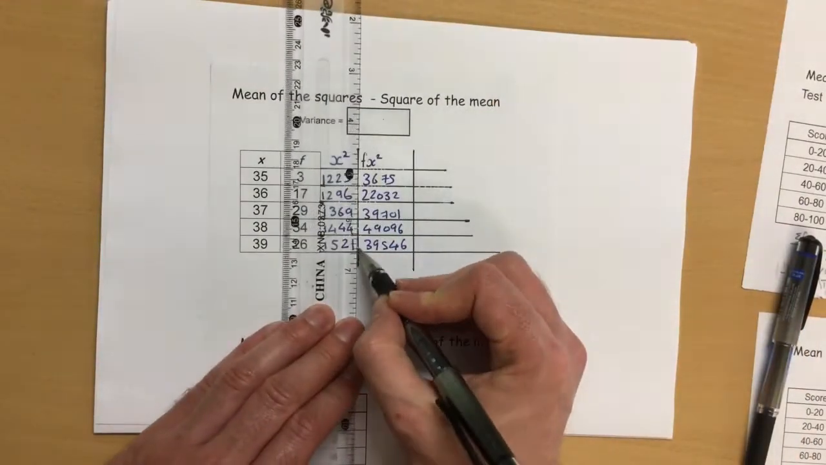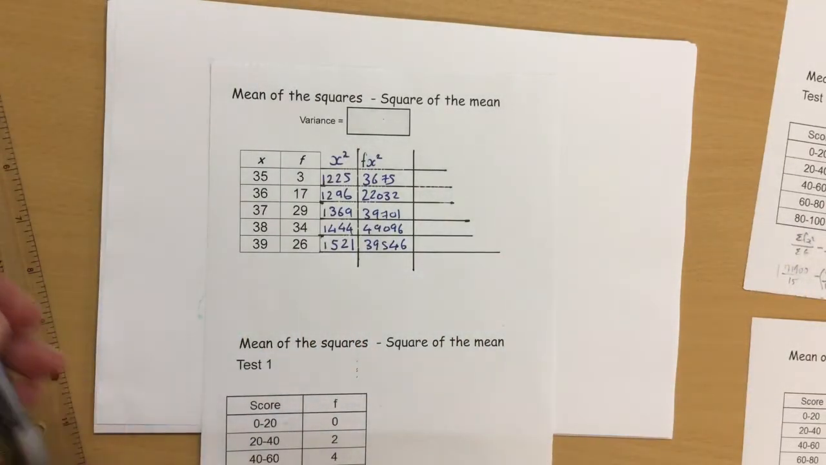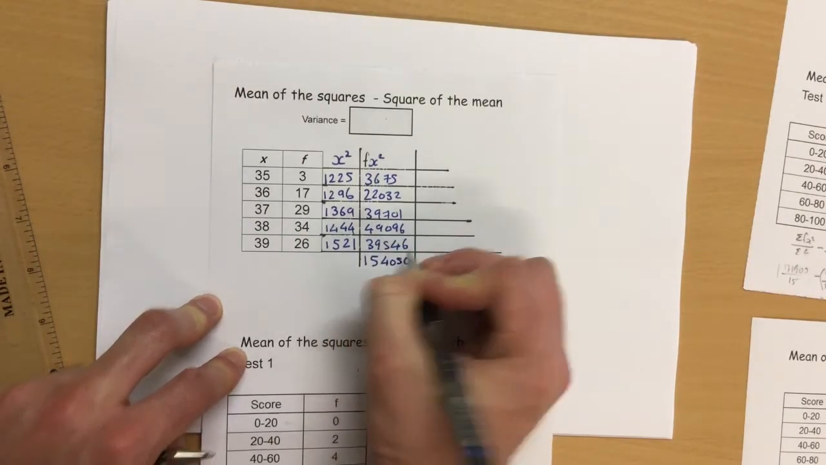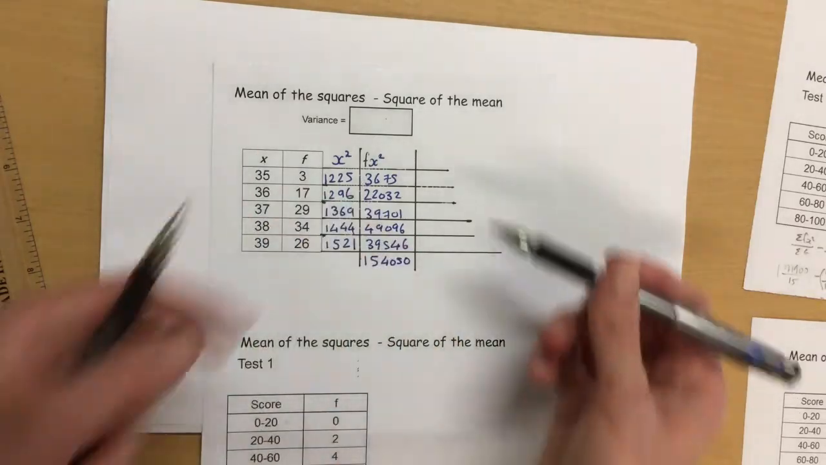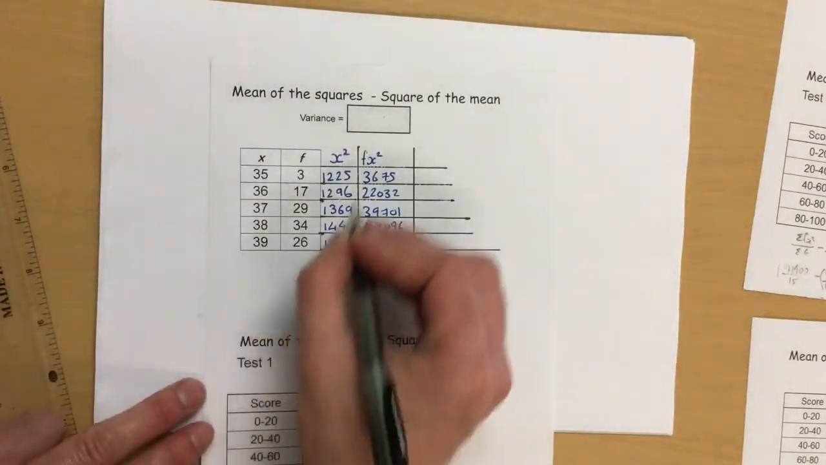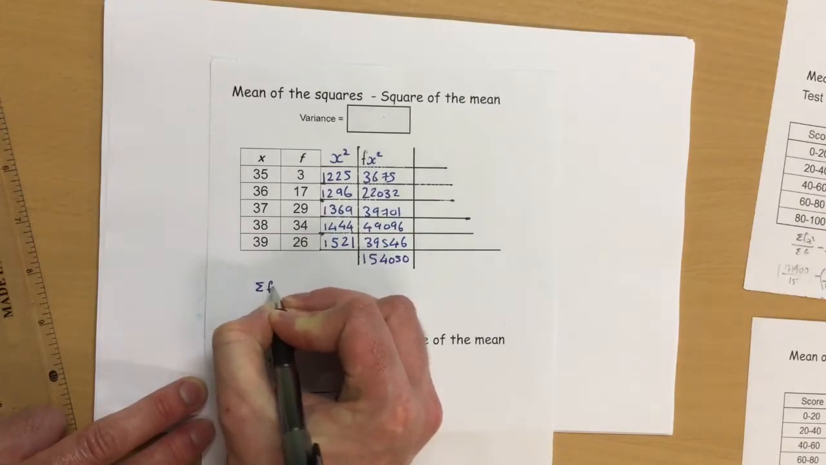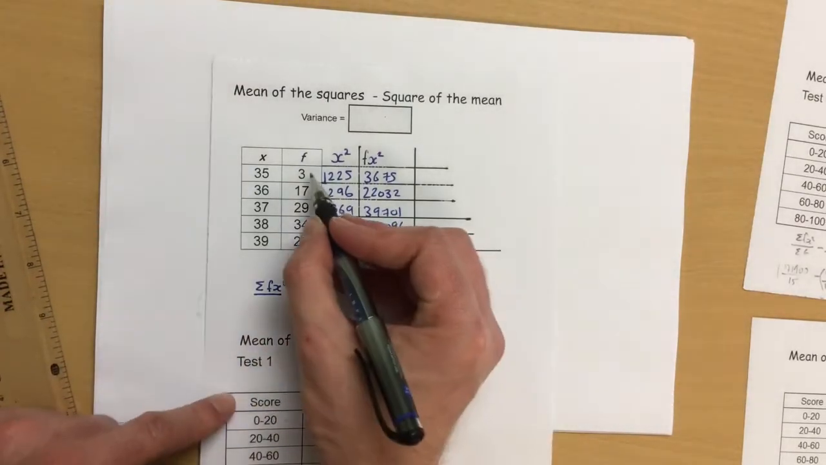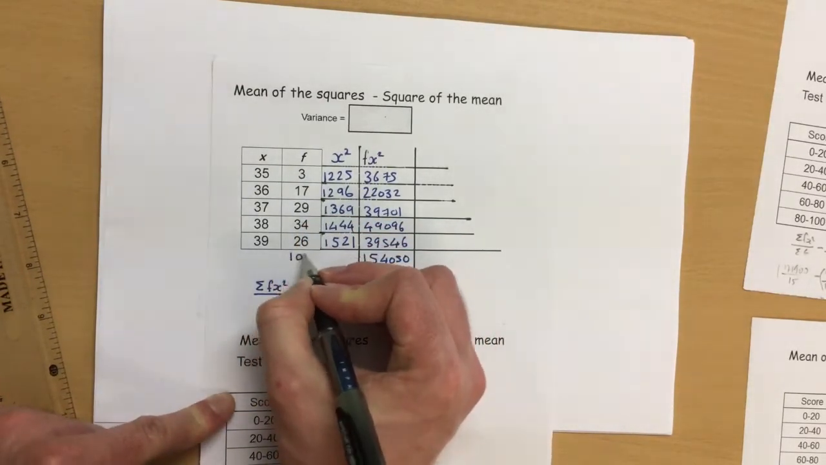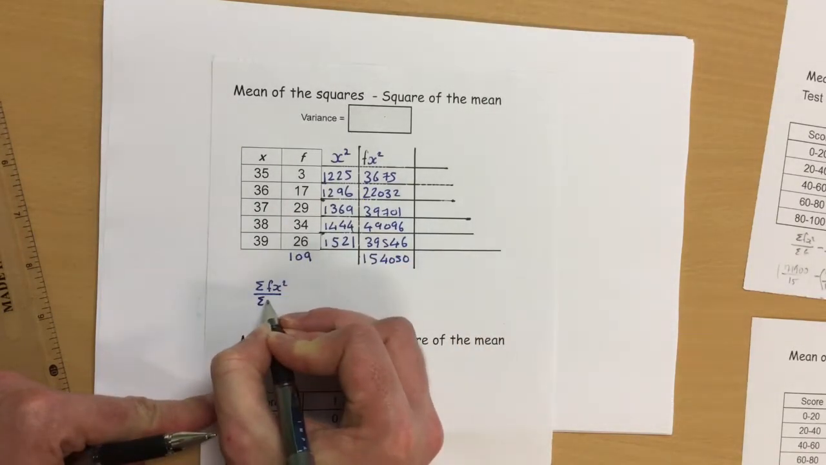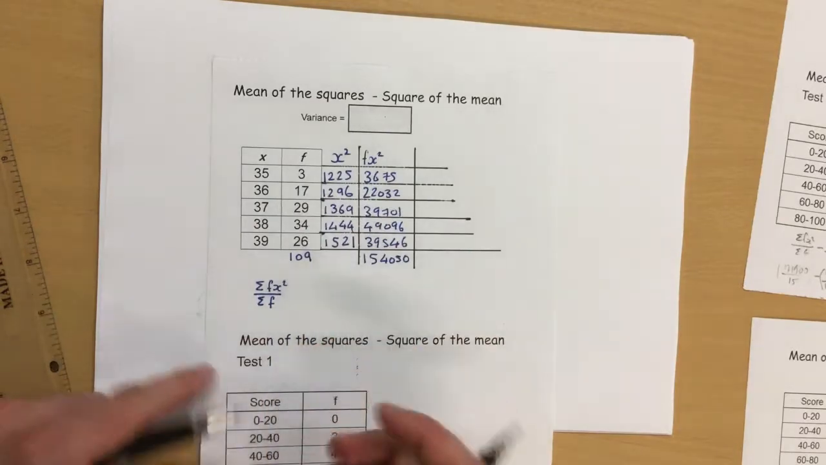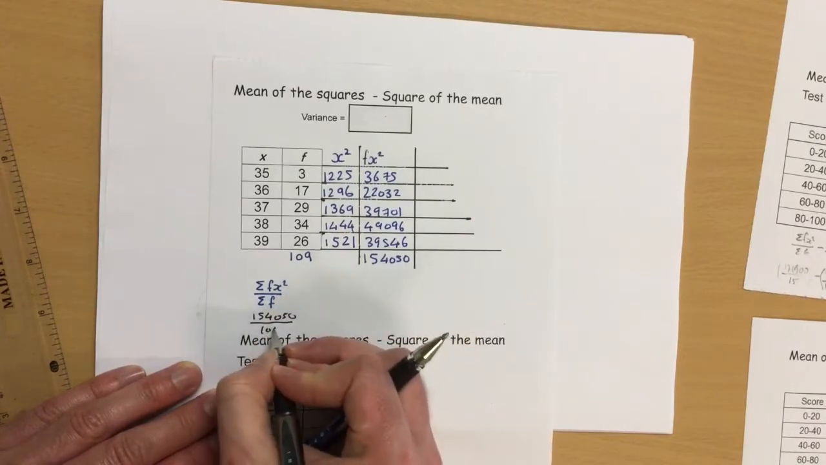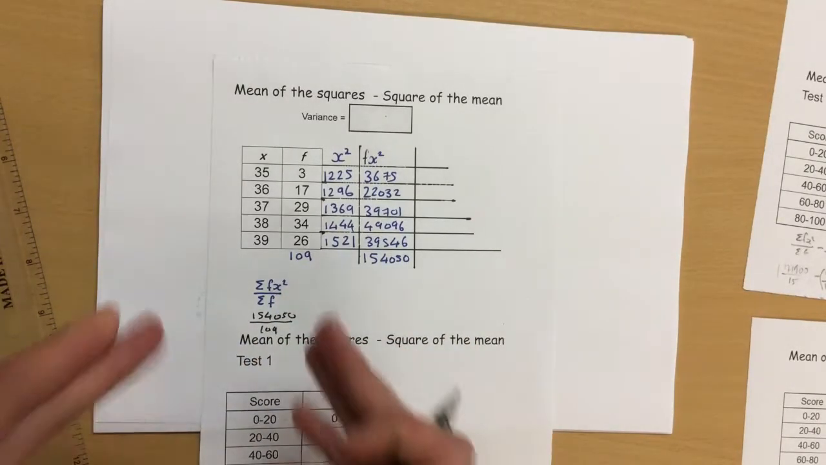Right, let's find out what this all adds up to. Just type it into my calculator. Gives us 154050. Right, so the mean of the squares. These are the total of all our squares. So we're doing the sum of fx squared, which is divided by how many bits of data there are. So let's just add this all up. 109. So divided by the total of the f column. So we'll be doing 154050 divided by 109. So that's our first part.